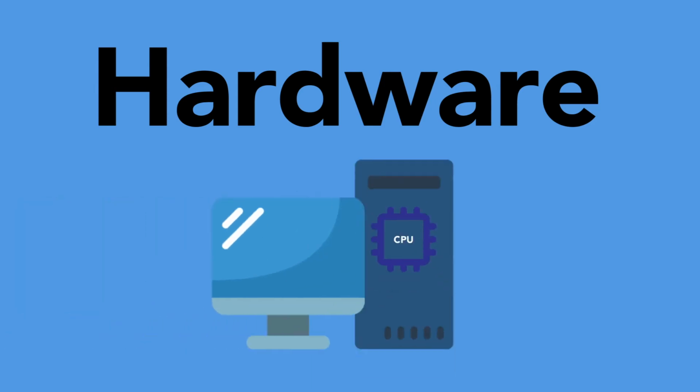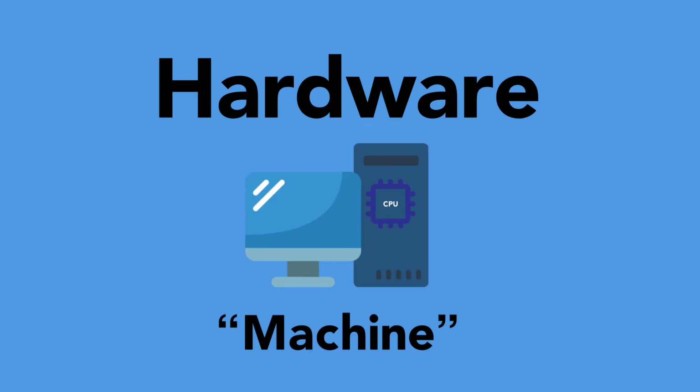Across the other side, we have hardware. At its core, our hardware is a single chip called a central processing unit, or CPU for short. This will normally be stored inside a computer, along with everything it needs to communicate with the outside world. You'll hear technologists use the term machine to describe the hardware.